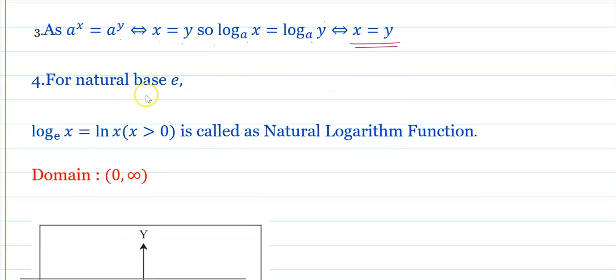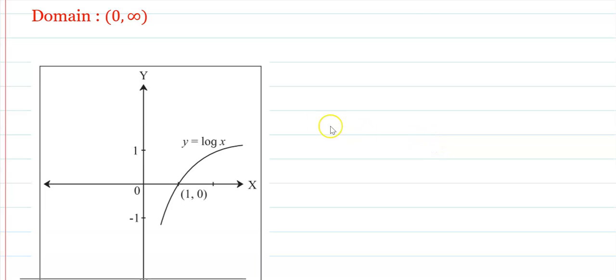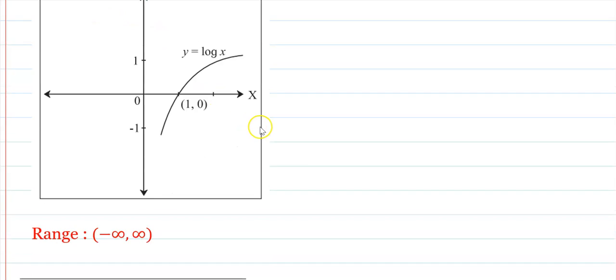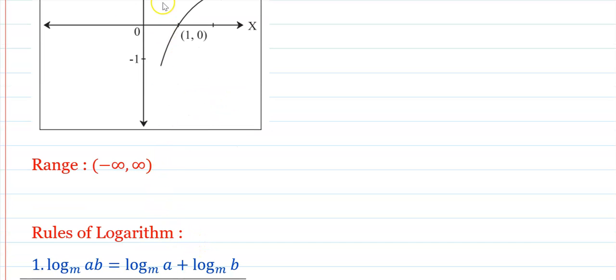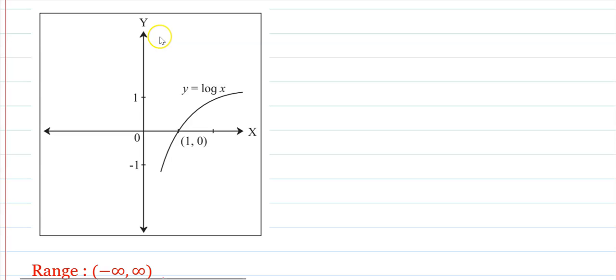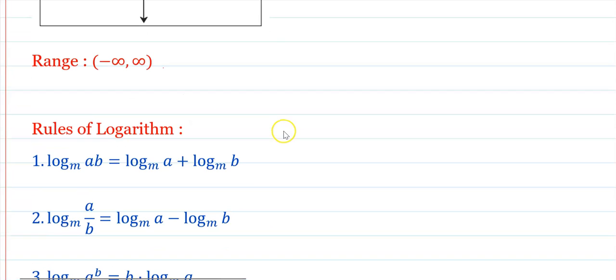And next, natural base e, that is, log of x to the base e can be written as ln x, is called the natural logarithmic function. Now its domain. The domain means the values of x from 0 to infinity. And the range, if we consider the range, the graph goes both up and down, therefore it is minus infinity to plus infinity. This is the range, minus infinity to plus infinity. And what about its domain? Domain is only from 0 to infinity.